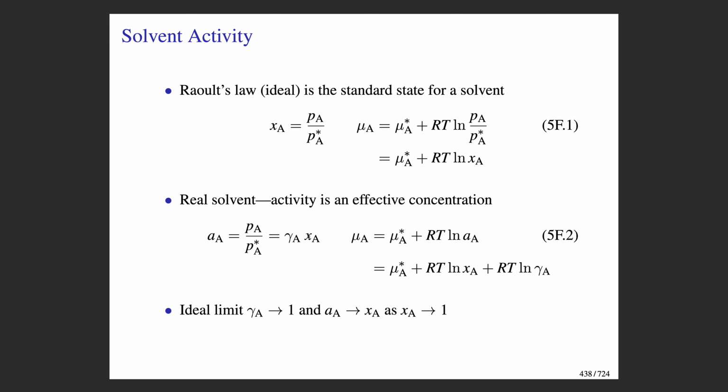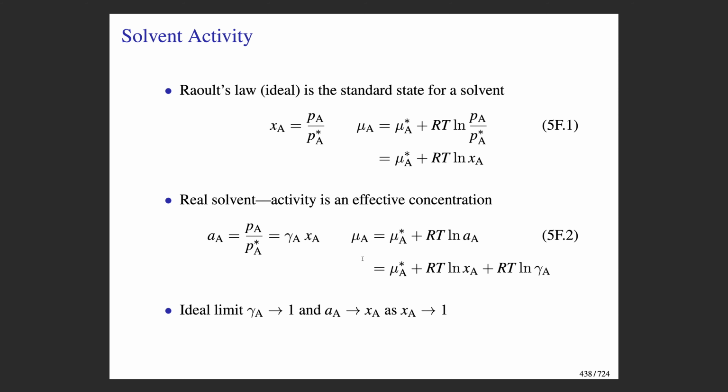But anyway, when we substitute that in, we can use the rules of natural logarithms to break this product up into a sum of two natural logs. And so now we have these two parts here, and what I'll point out is that this part right here looks like the ideal result. And so that's what I mean when I say that we use Raoult's law as a reference for the real solvent.